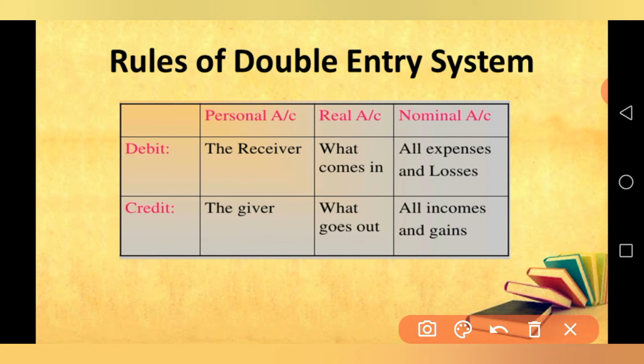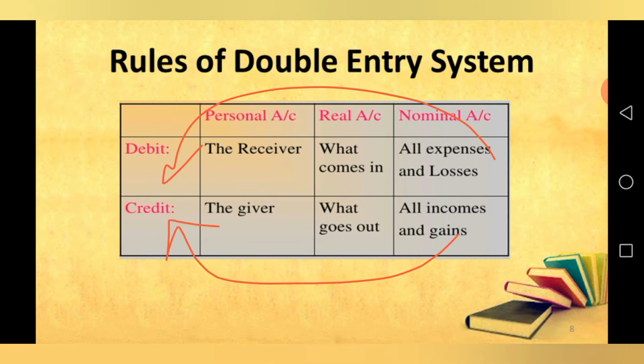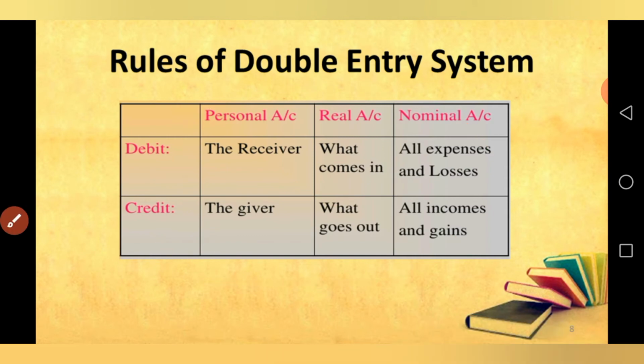And for the nominal account, all expenses and losses are to be debited, whereas all income and gains are to be credited. You can take a screenshot of this and you have to remember this by heart. Then only you will be able to pass the entries.